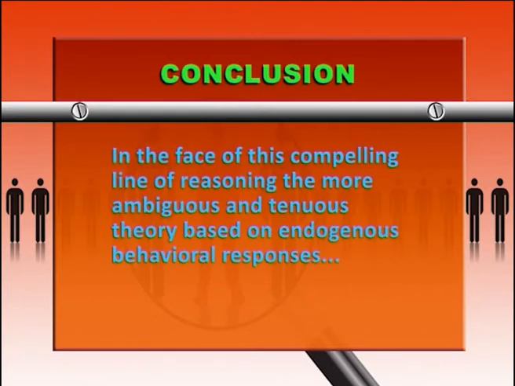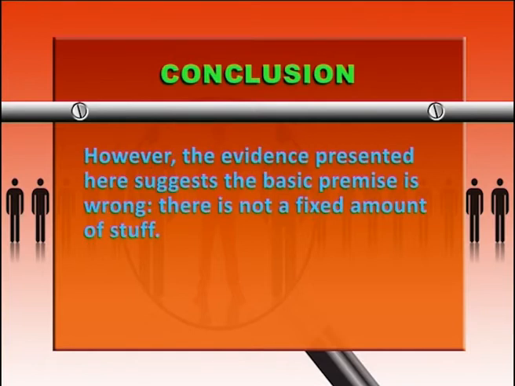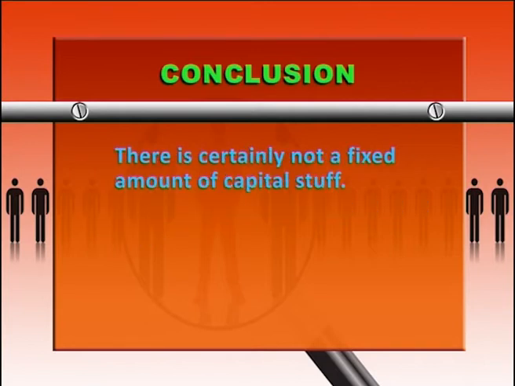In the face of this compelling line of reasoning, the more ambiguous and tenuous theory based on endogenous behavioral responses to population pressures and complicated econometric work never has a chance at persuasion. However, the evidence presented here suggests the basic premise is wrong. There is not a fixed amount of stuff. There is certainly not a fixed amount of capital stuff.